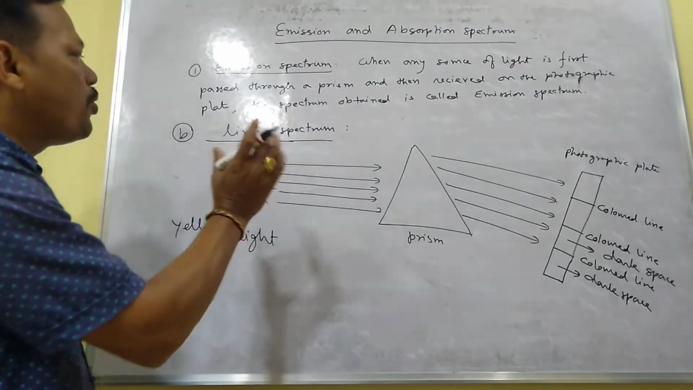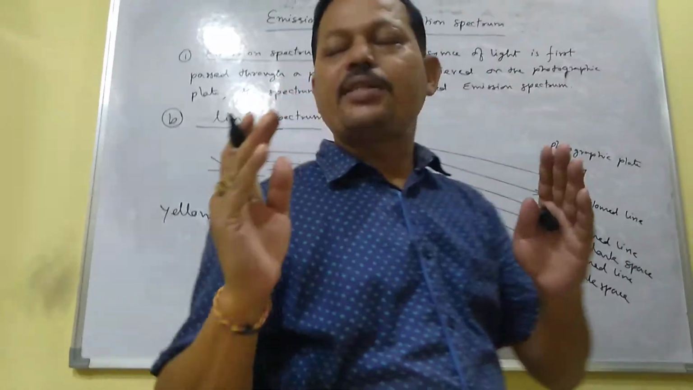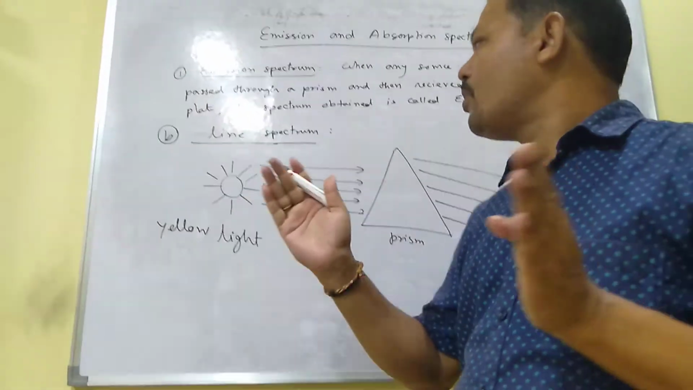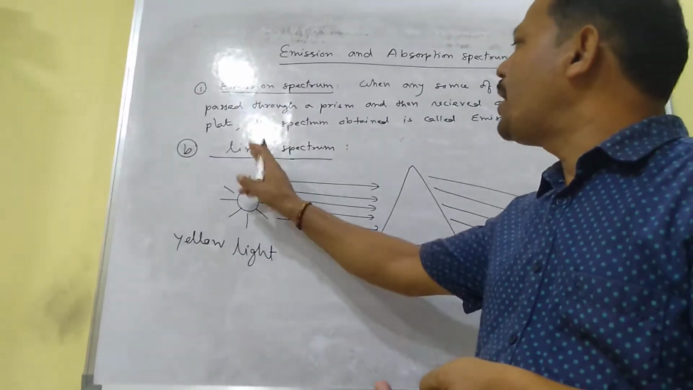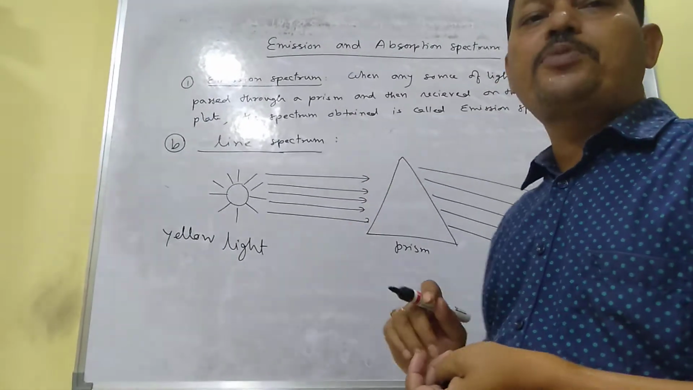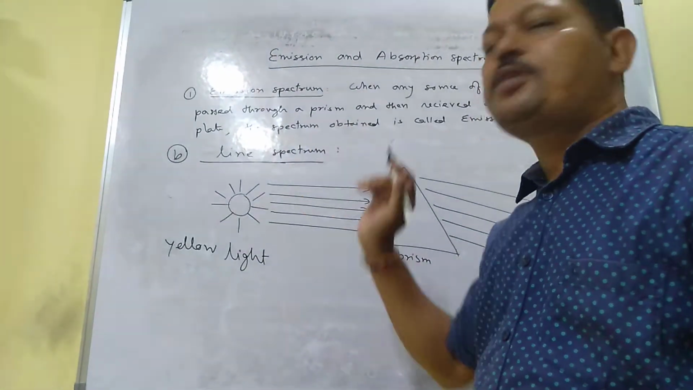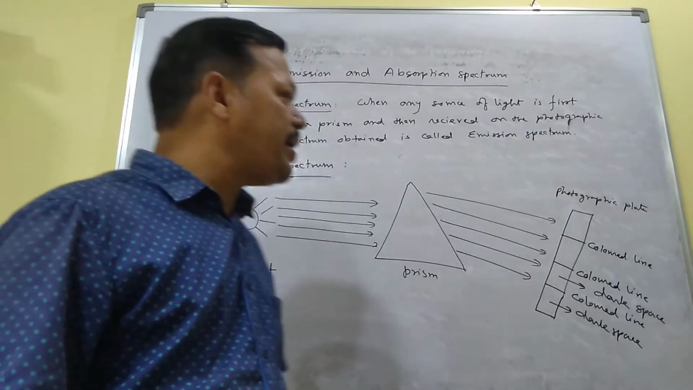So this is about the line spectrum and continuous spectrum. Both are emission spectrum, and what is the difference between them? To get the continuous spectrum, always white light is used, and to get the line spectrum, always colored light is used. And in continuous spectrum there will be no dark space in between the colors, but in line spectrum some dark spaces are obtained in between the lines.